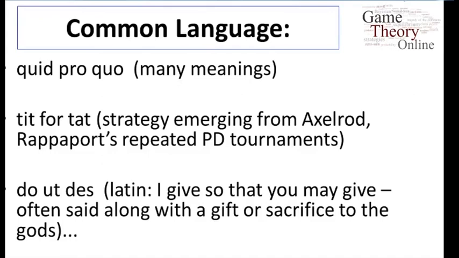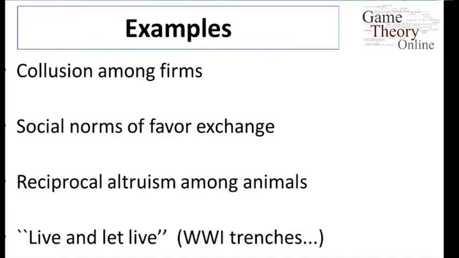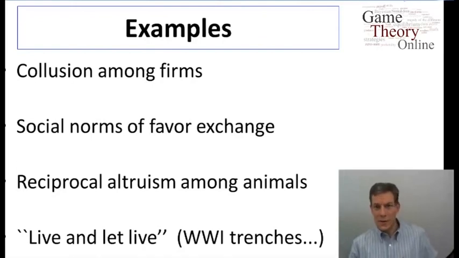Do ut des, the Latin "I give so that you may give," is often said along with giving a gift of some sort, so there's some idea of reciprocation. And so let's have a look at some of these. And in terms of fixing ideas, there's many applications that we'll have in mind. So collusion among firms, social norms of favor exchange, reciprocal altruism.